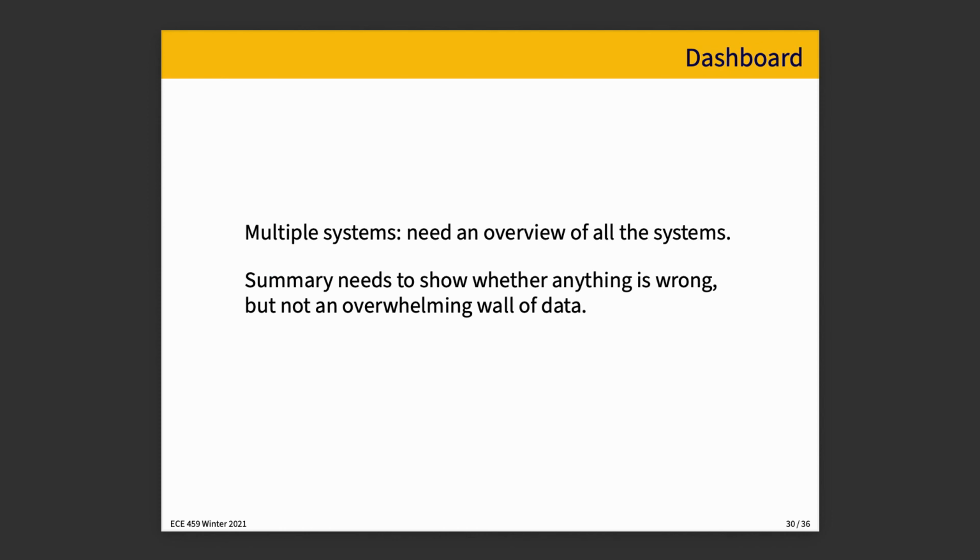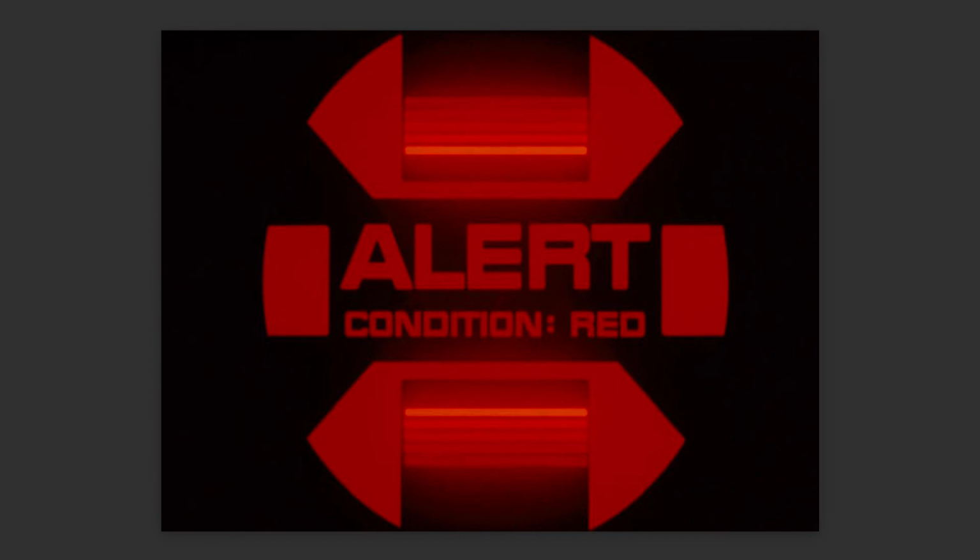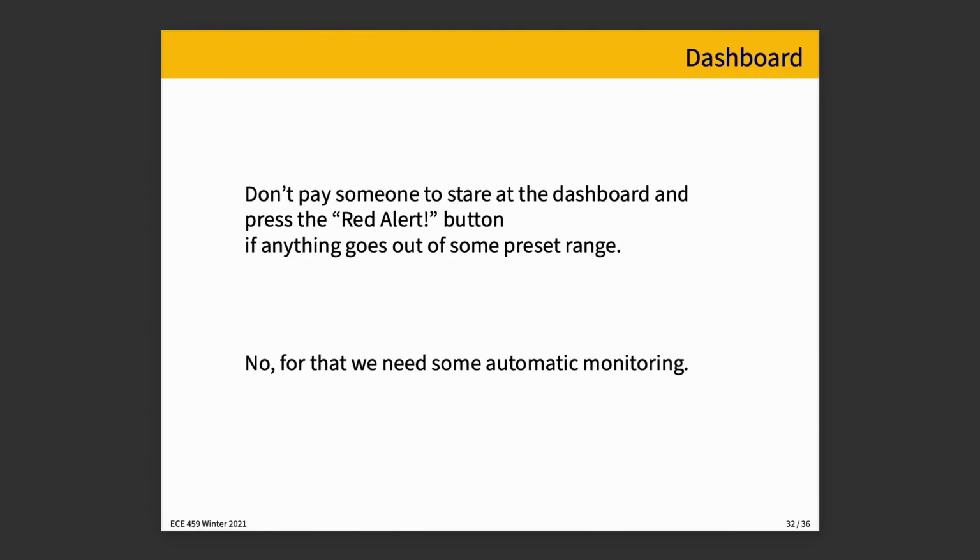And you'll have multiple systems, so you need a dashboard of some sort that gives you an overview of all the multiple systems and a summary. And the summary has to be not so detailed that you can't make any sense of it, but also not so broad that you can't tell if something is wrong. It can't be an overwhelming amount of data, but it also can't be a big thumbs up or a thumbs down, because that's not enough to tell you. You don't want to pay somebody to stare at the dashboard and press the red alert button if something goes wrong. What you actually want is not this, but automatic monitoring.